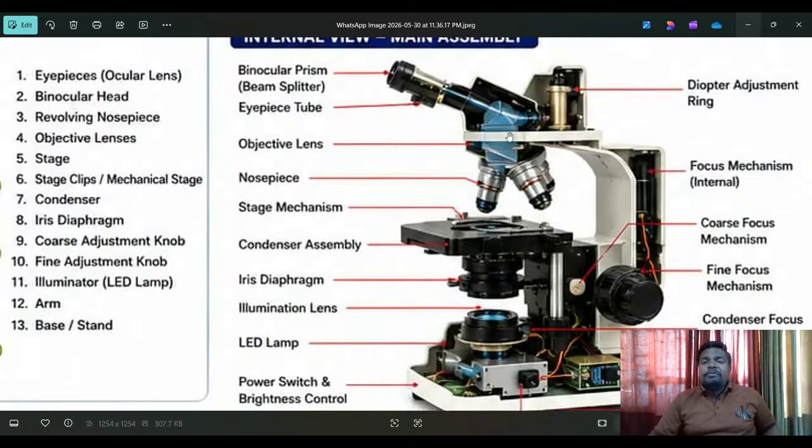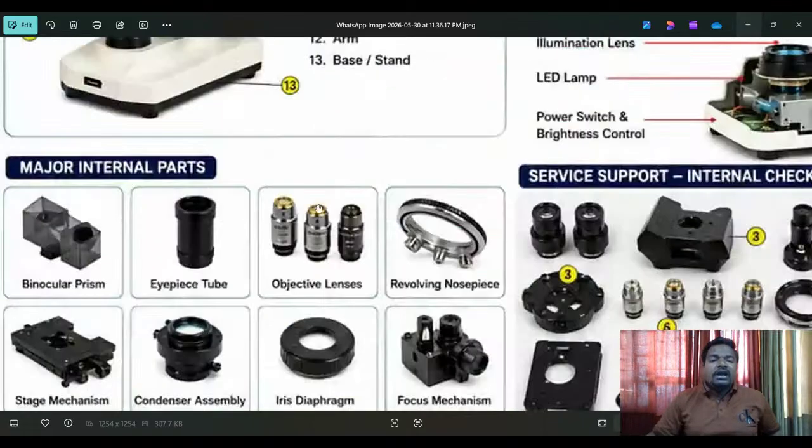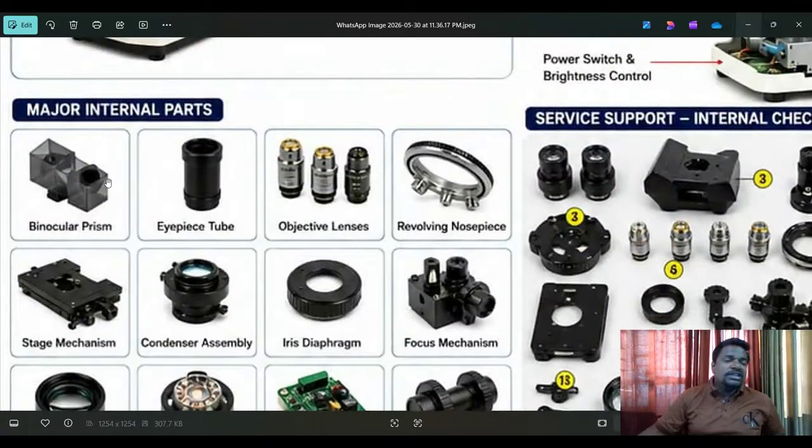It is a very rare problem. If it is an old, obsolete model that is completely not used for long periods, then formation, rust, or many things will happen. Otherwise, nothing will happen for a long time. Next, the eyepiece tube. Eyepieces sometimes break down because they are not handled properly and fall down. That is the only time there is a problem. These are the major parts of the binocular microscope.